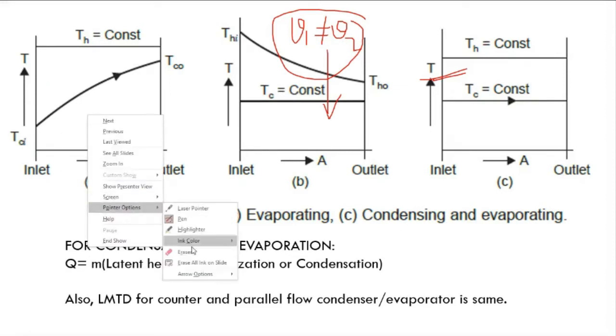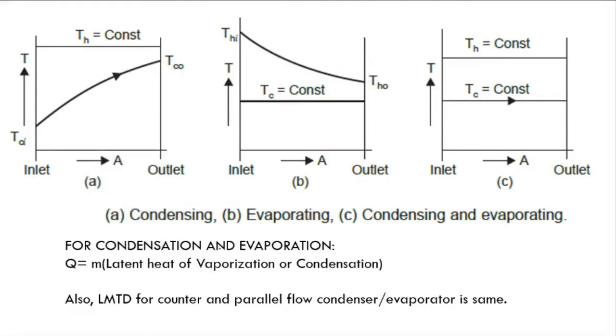Now, one more thing which you need to infer from this case. Till now, whenever we were writing the relation for Q, we were writing Q is equal to m_c C_c (T_c2 minus T_c1), or we were writing it as m_h C_h (T_h1 minus T_h2). These were the relations which we were using.